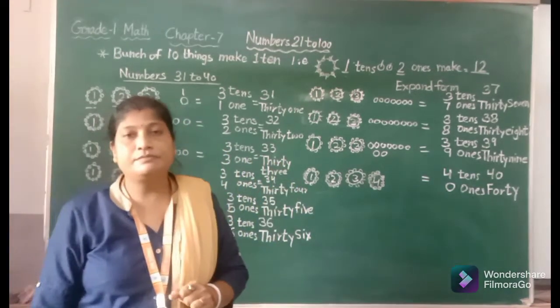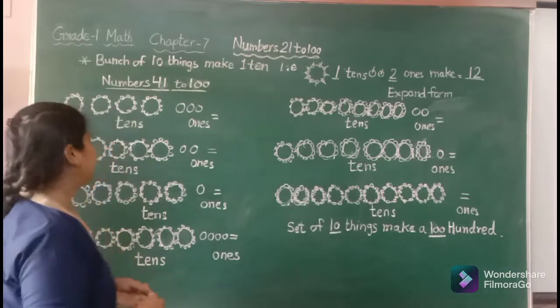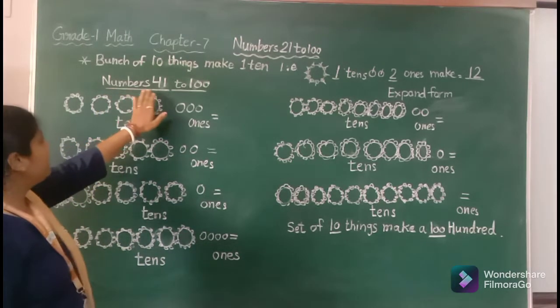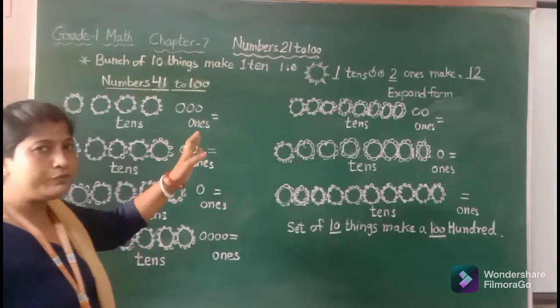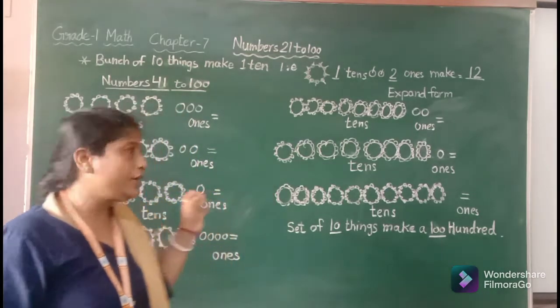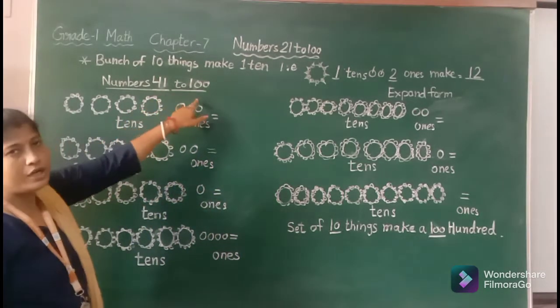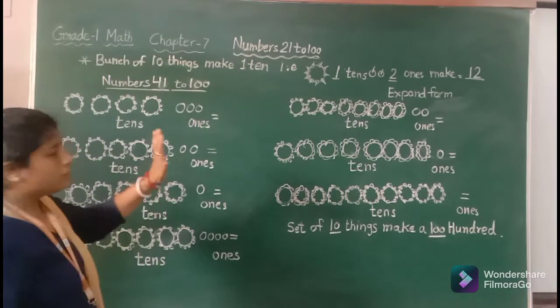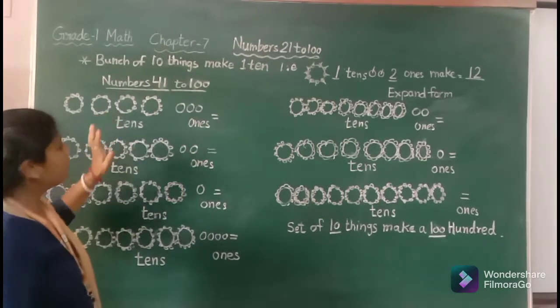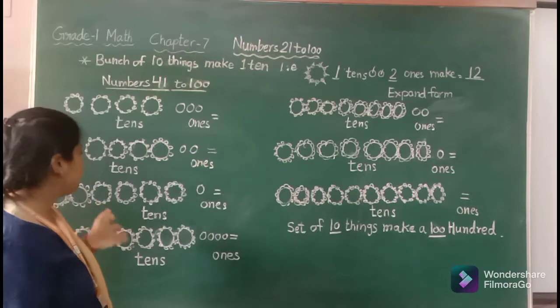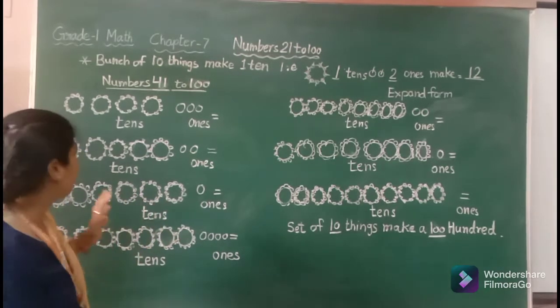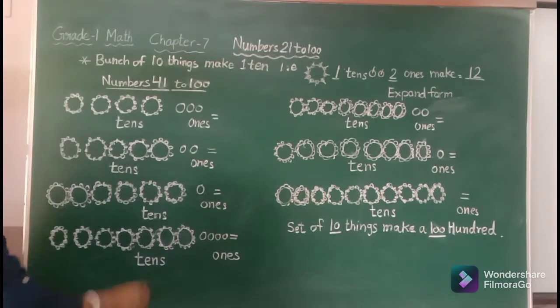Next, kids, let's start the other exercise of this chapter, numbers 41 to 100. We have done 31 to 40 before. Now we have to do 41 to 100. We have to take all these numbers: 41, 50, 60, 70, 80, 90 and 100. Then we have to start first.